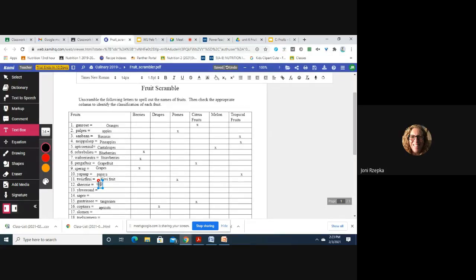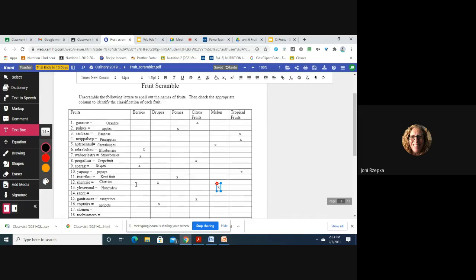Cherries. Okay, and cherries are what? Drupes, because they have a pit. It's always fun to see how far you can spit the seeds. Okay, what's the next one after cherry? Isn't it honeydew? Yeah, honeydew. And that's a melon.